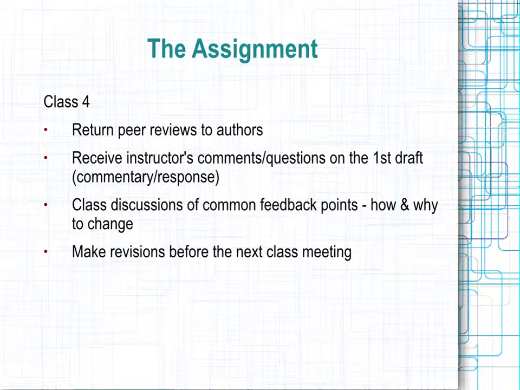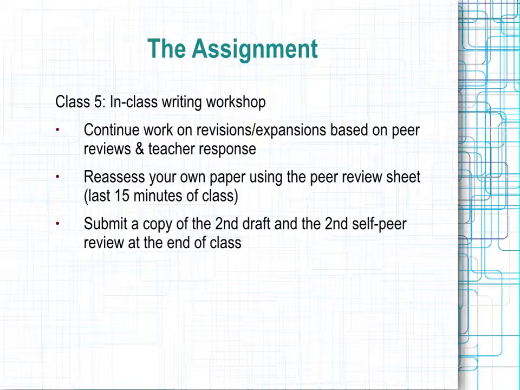In class 4, we could have a group discussion on the most common points of feedback to ensure that there's a clarity of purpose for all of the writers and that everyone is moving in a positive direction. Class 5 would be predominantly a writing workshop where each writer would be working towards their second draft and making revisions or expansions based on the peer reviews that they've already received.